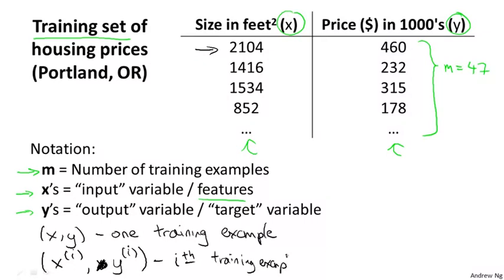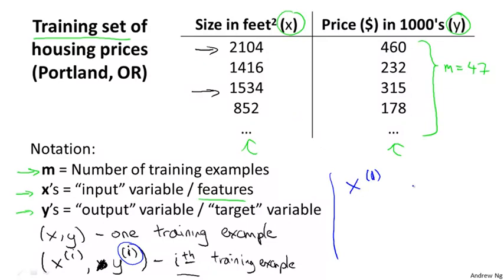Right? So this superscript i over here is not exponentiation. This (x^(i), y^(i)), the superscript i in parentheses, is just an index into my training set, and it refers to the ith row in this table. So this is not x to the power of i, y to the power of i. Instead, (x^(i), y^(i)) just refers to the ith row of this table. So, for example, x^(1) refers to the input value from the first training example.